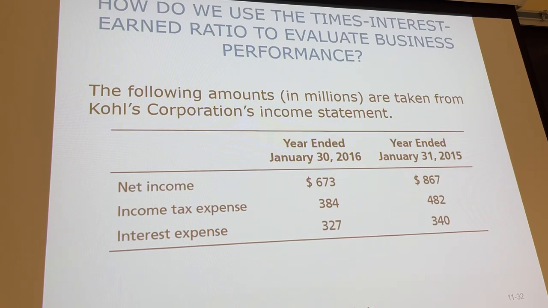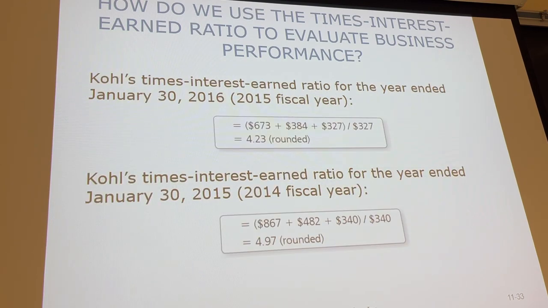So here's some sample data that we have from Kohl's Corporation. When they calculated the times interest earned ratio for fiscal 2016, the ratio was 4.23, and for fiscal 2015 it was 4.97. So these are pretty good ratios. Kohl's had about 4 or 5 times as much available cash flow as what they would actually need to be able to pay their interest expense.